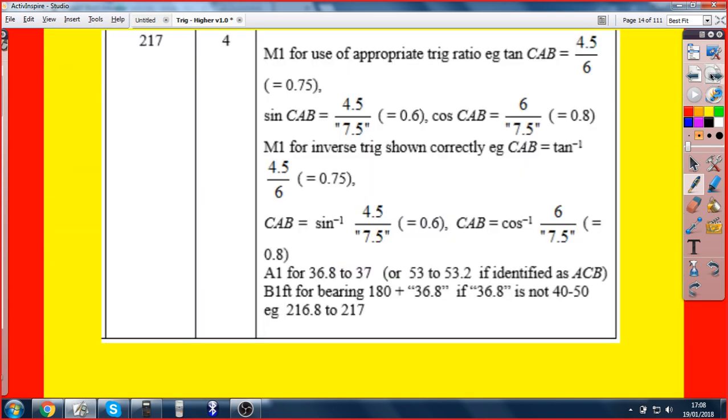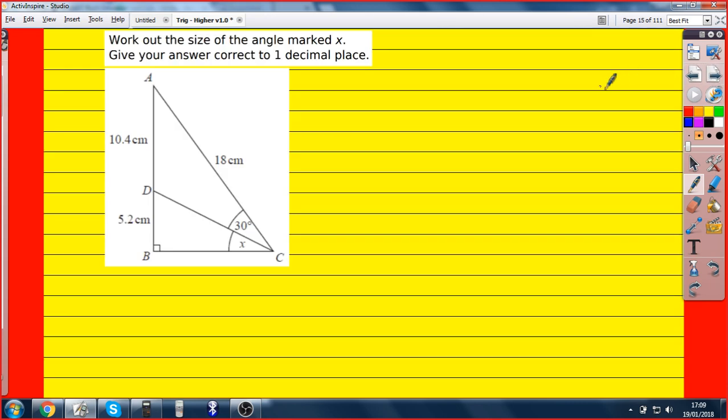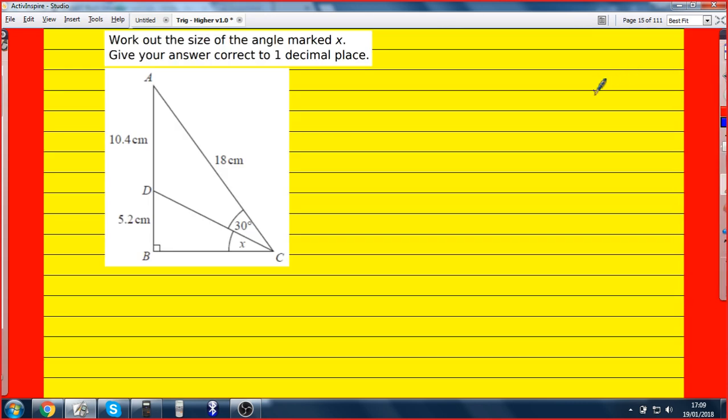So it's just a starter. Let's try this one. Any idea how we go with this one?